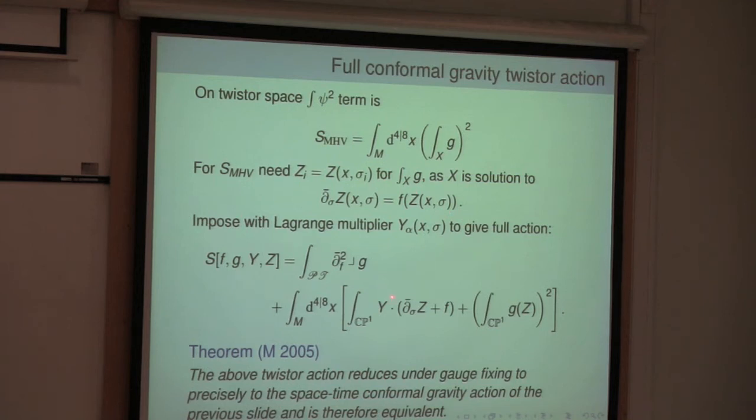And so the best way to express this is to write that down as a constraint. So we put in a y dot d bar z plus f to pick out what this line X is, and then we have the integral of g all squared to give you this extra term that we needed. And so in the original conformal gravity twistor action, it was possible to take this and reduce it with some gauge fixing to precisely the space-time conformal gravity action with full off-shell degrees of freedom and everything. So this gives a theory that's precisely equivalent, modulo coordinate freedom, to the standard conformal gravity.